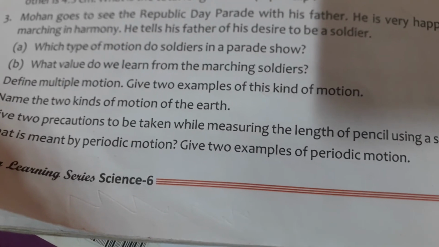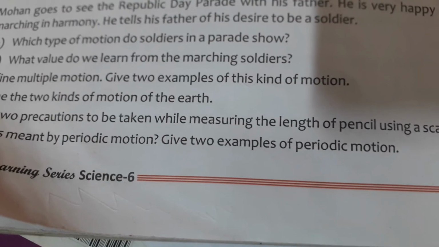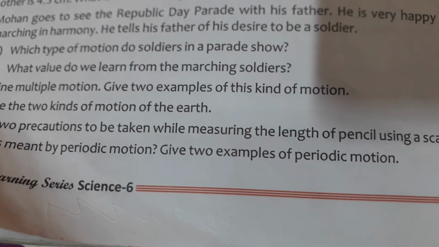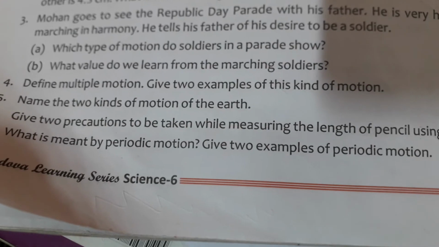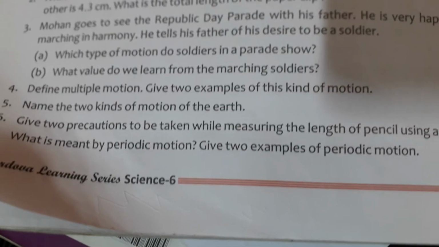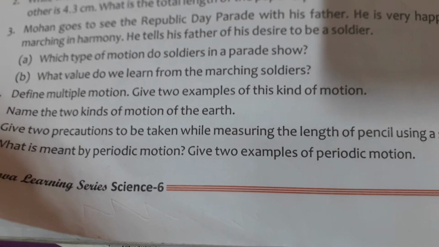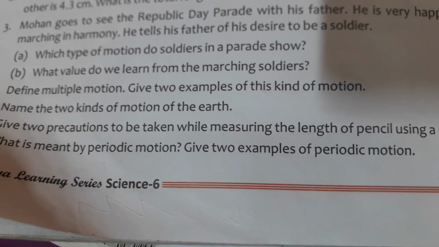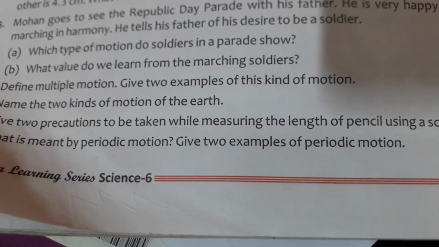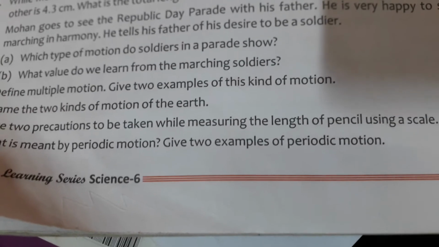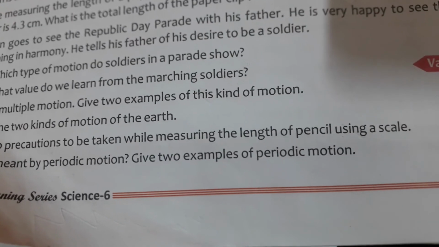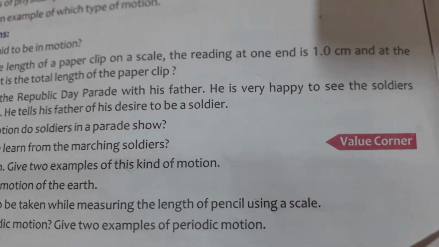Then define periodic motion. Give two examples of periodic motion. So what is periodic motion? You can write the definition. The motion which repeats itself after a regular interval of time is called periodic motion. Two examples you can write: the heartbeat of a person and the needle of a clock. Minute hand also and second hand also, everything shows periodic motion.